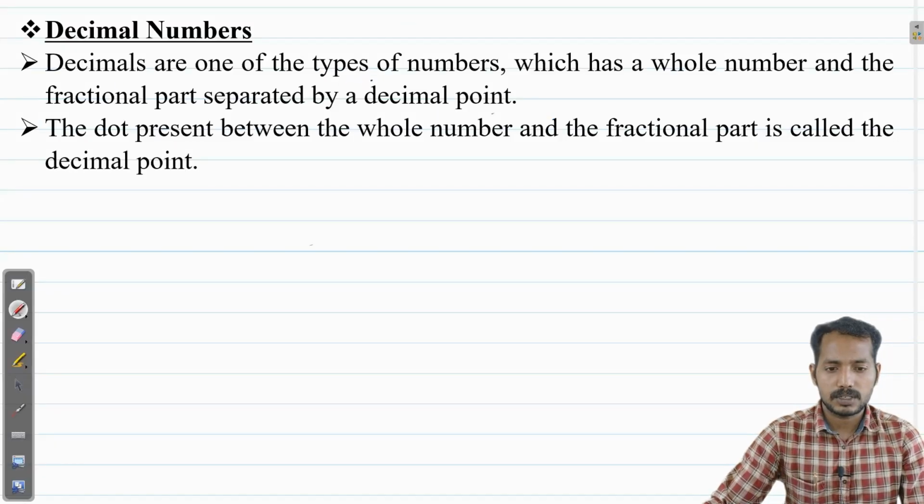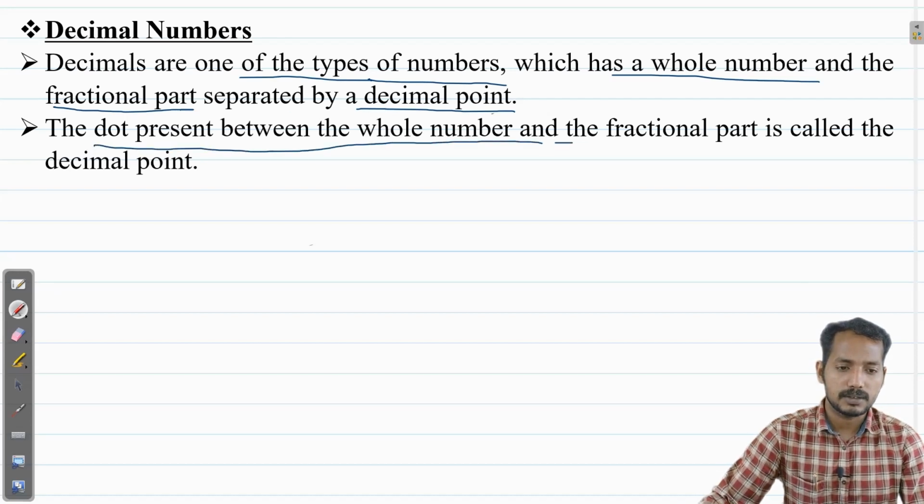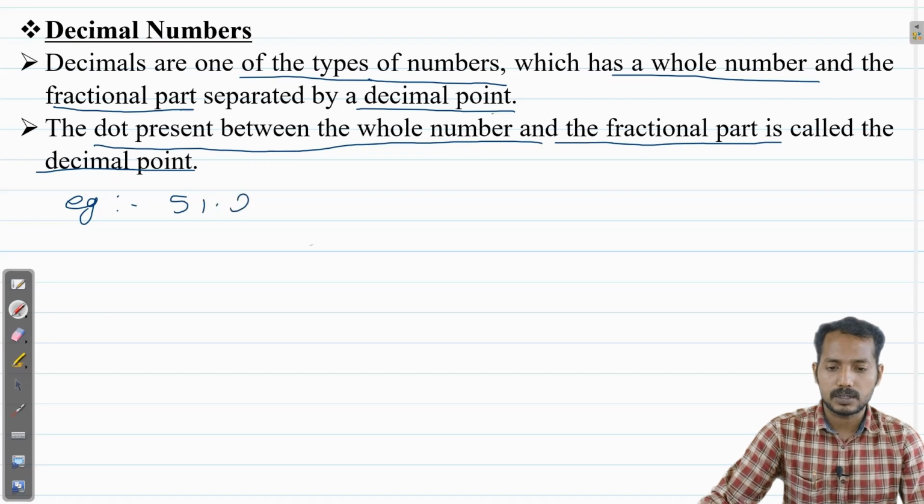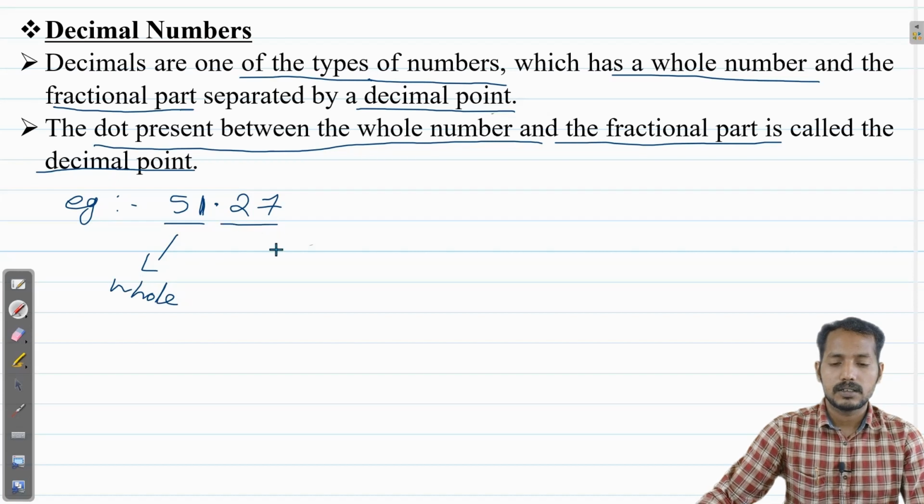Decimal numbers are one type of number which has a whole number and a fractional part separated by a decimal point. What is a decimal point? The dot present between the whole number and the fractional part is called a decimal point. For example, we can write 51.27. Here, 51 is the whole part, but 27 is the fraction part.